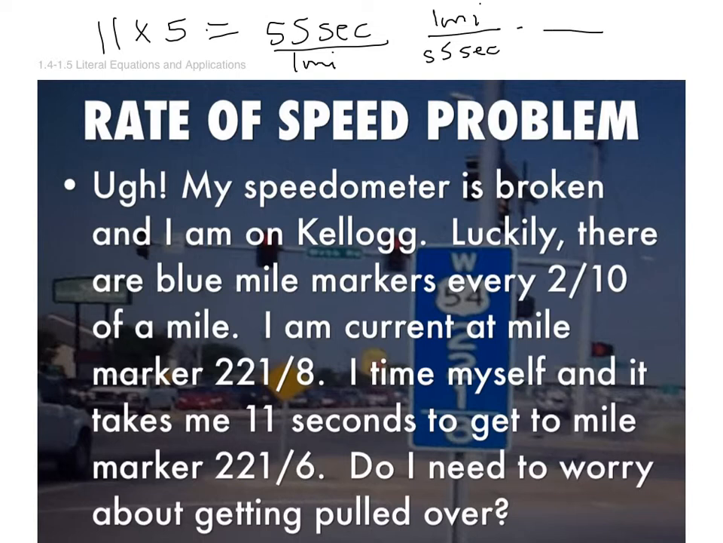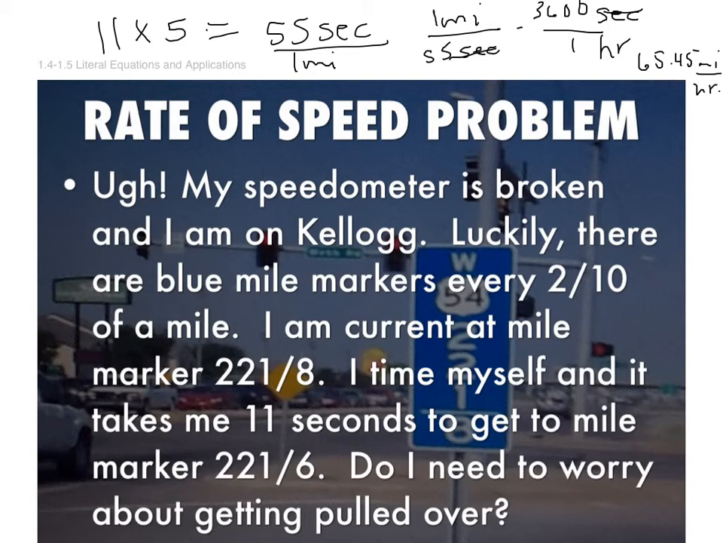So I'm going to change the seconds into hours. So remember that it has to go in the place where it'll cross out. And there's 3,600 seconds in 1 hour. If I take 3,600 and divide it by 55, I get 65.45. And that's miles per hour. So do I need to worry about getting pulled over? The answer is yes, right?